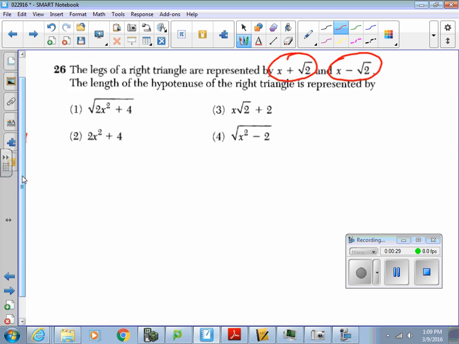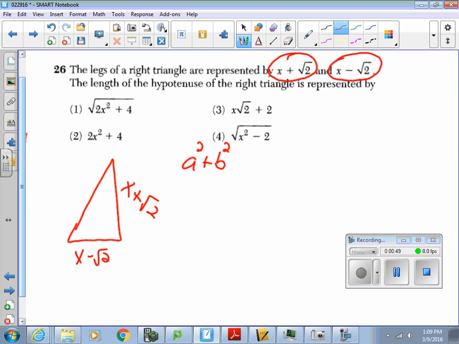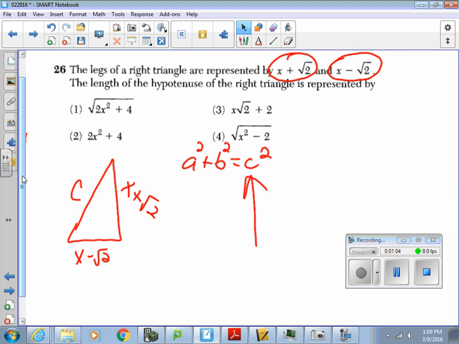All right, so I'm going to draw a right triangle. And I'm going to have one of the legs. Remember that you have two legs and a hypotenuse on every right triangle. So one of them I'm going to write as x plus radical 2, and the other one as x minus radical 2. Now remember, you have your formula. Anytime you have a right triangle, a squared plus b squared is equal to c squared. Well, in this case, hypotenuse is c. Your hypotenuse always should be the variable on the right-hand side of the equation. Doesn't matter if you call it x, y, or whatever. It should be on the right-hand side of the equation.